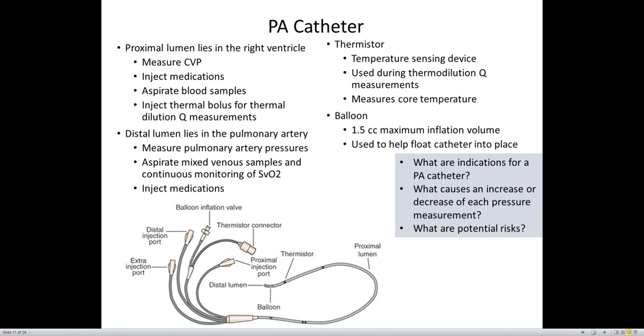So my questions to you: what are indications for a pulmonary artery catheter? What causes an increase or decrease of each pressure measurement that we're going to talk about in the next slide? And what are potential risks?